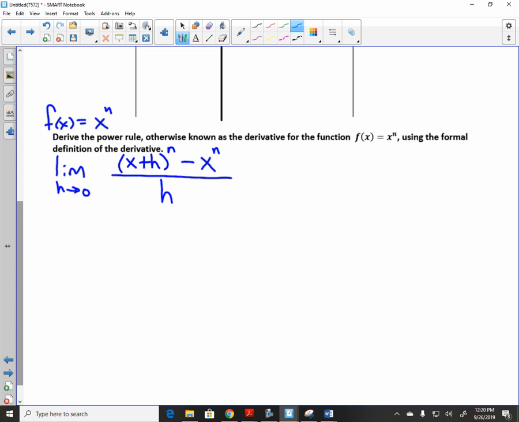I'm going to expand this. The limit as h goes to 0 of, let's be careful, what are we going to start out with? X to the n. Everybody good there? What are we going to end with? Okay, so I hear a couple things that are correct. We're going to have an h to the nth and a minus x to the nth. We all okay with that?